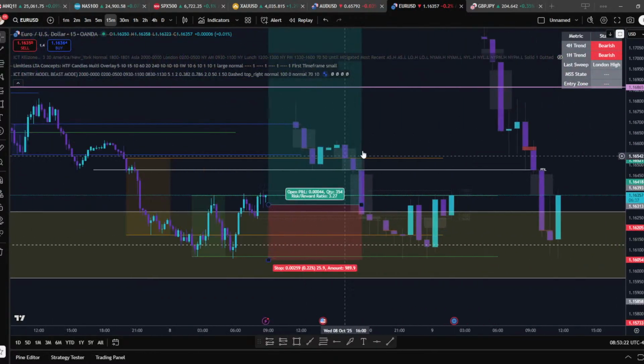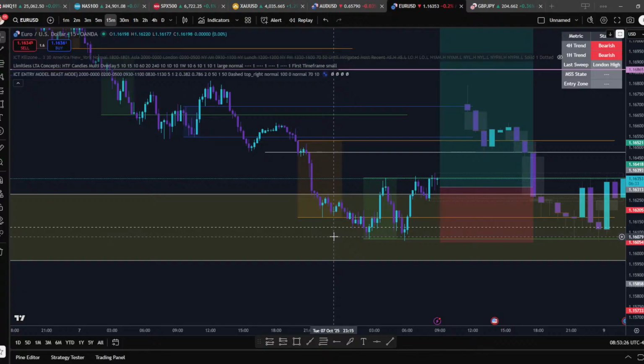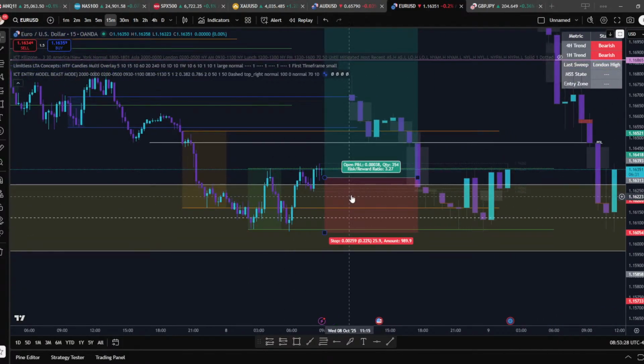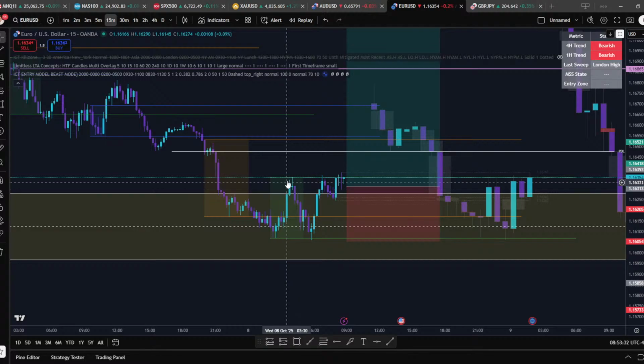Why did we get into euro? Let's break it down again. Higher time frame fair value gap is respected. We have created London lows. We then swept up, came back down, took the London lows again. We respected the fair value gap again. We started to push up, up, up, up. We take a little bit of London highs.